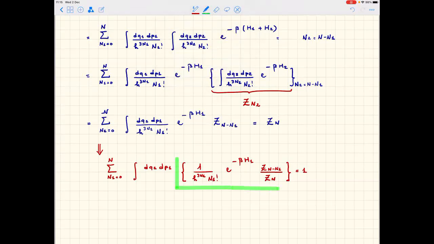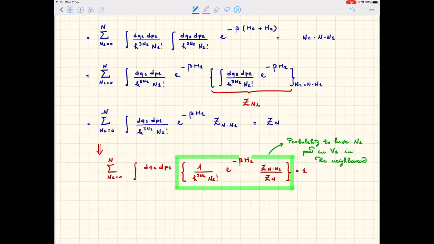This expression here can therefore be interpreted as the probability to have n1 particles in volume V1, in probability density in the neighborhood of dq1, dp1.